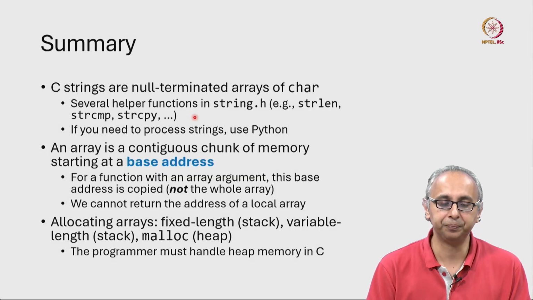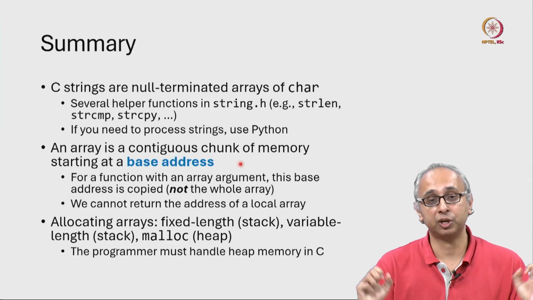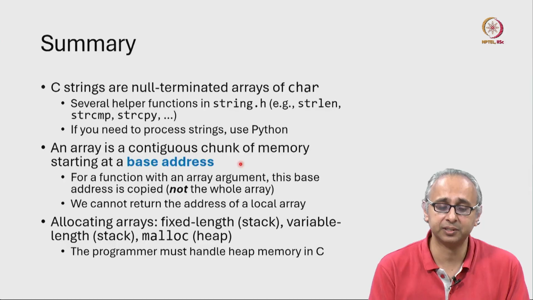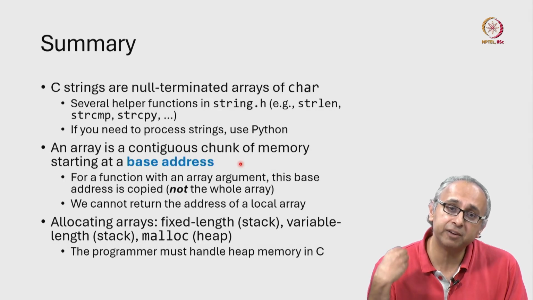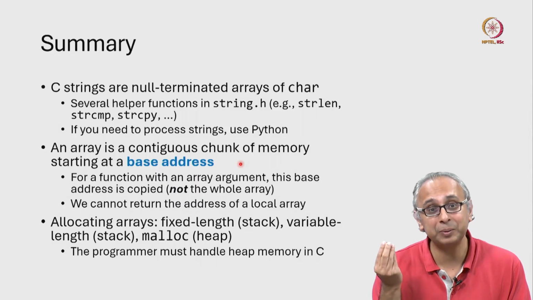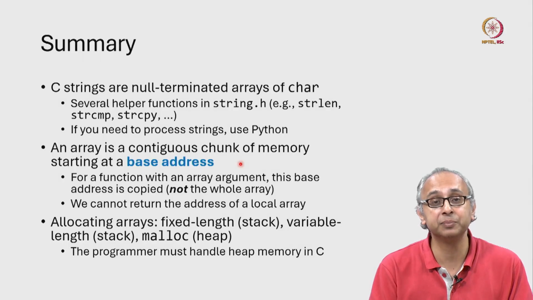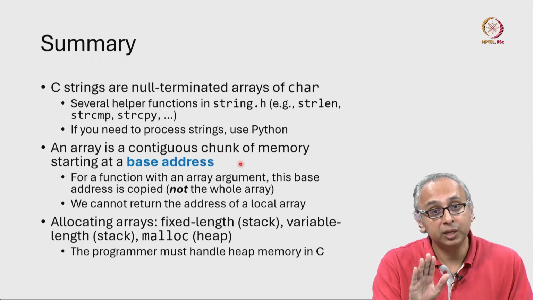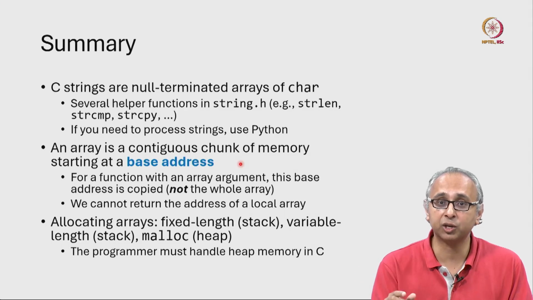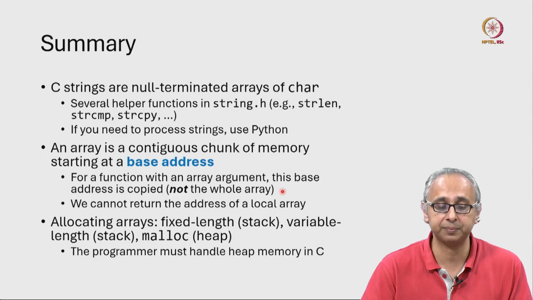We have seen that in general, an array is a contiguous chunk of memory, and it starts at some location which we call its base address. Now, when you want to give an array as an argument to a function, all that is copied is that base address. We do not make a copy of all the items in that array. We could do so, but in general, when we call a function with an array argument, that does not happen. We simply get a copy of that base address.